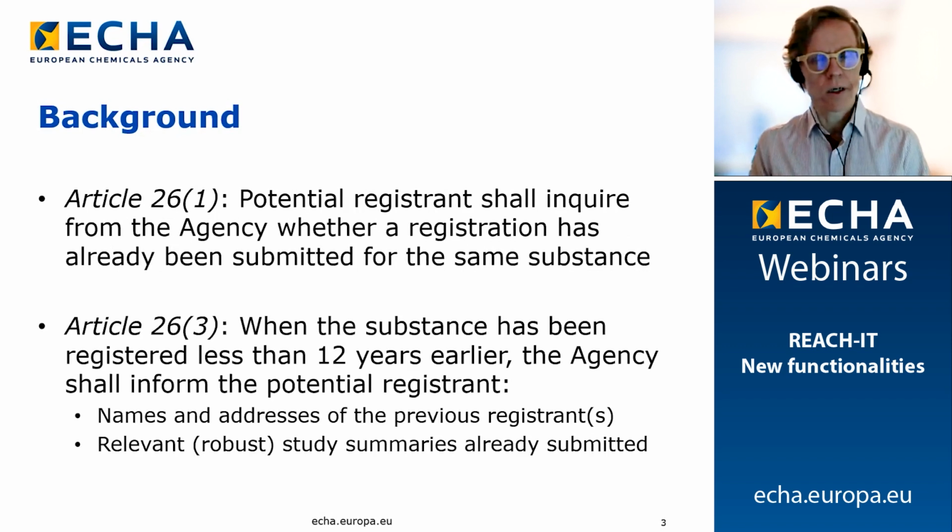Article 26.1 and 3 says that when a company wants to register a substance for which they do not have a registration, they need to submit an inquiry to ECHA. If there is previous registrants for the substance, ECHA needs to communicate to the potential registrants the names and contact details of the previous registrants and the endpoints for which they have submitted studies.